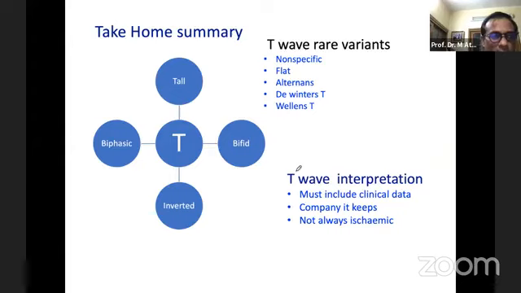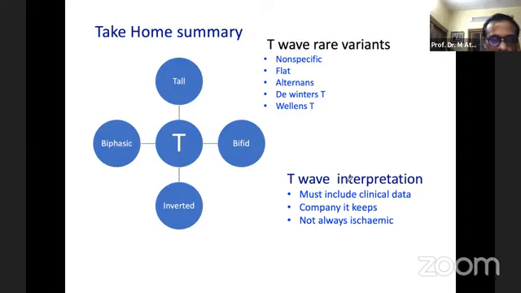So finally, the take-home message is that there are several types of T wave abnormalities, particularly the tall T waves, either because of hyperkalemia or hyperacute ischemia, or biphasic T wave, again hyperkalemia or hyperacute ischemia, or hypokalemia, or bifid T wave because of second degree AV block, or inverted T wave with either ischemia or secondary changes. And these are the common varieties of T wave changes, and some other rare varieties are the non-specific T wave, flat T waves, T wave alternans, De Winter's T wave, or Wellens' T wave.